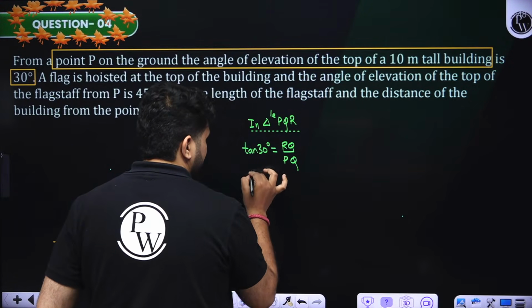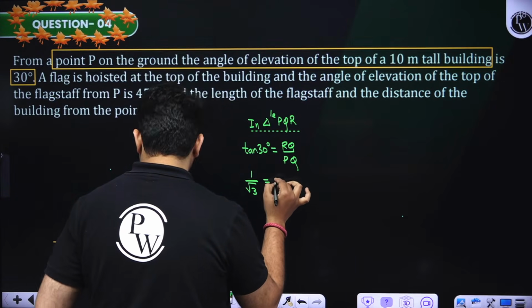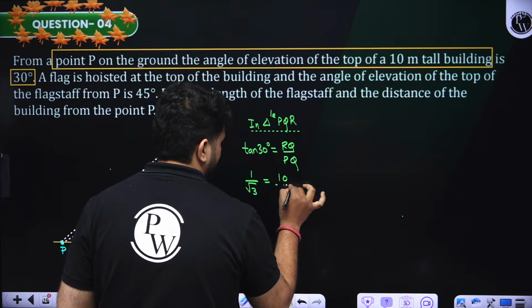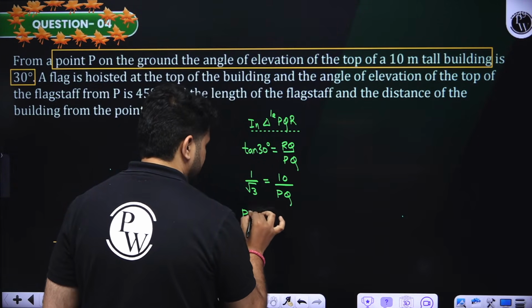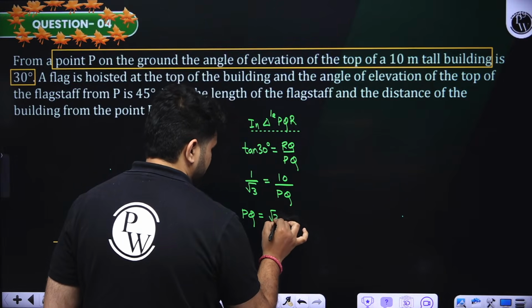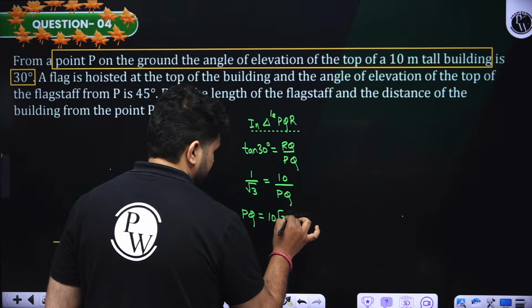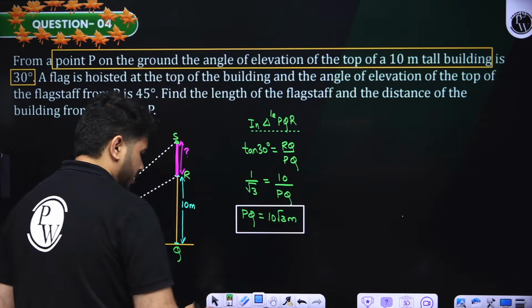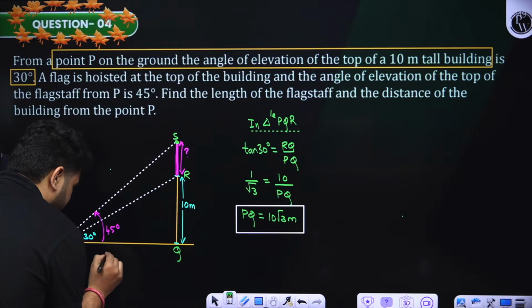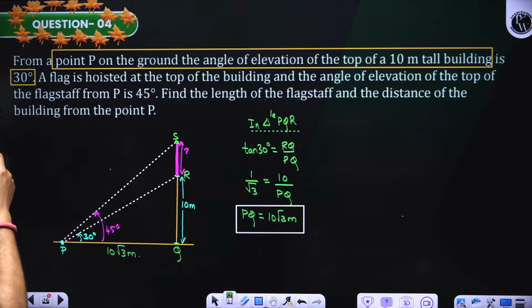Clear? So tan 30 degree value is 1 by root 3. So RQ value is 10, divided by PQ over here. So cross multiply, it will be nothing but what? 10 root 3 meters. If you have a calculator, you can simplify, or else simply you can tell that this value is 10 root 3 meters. Okay, fine students, understood?